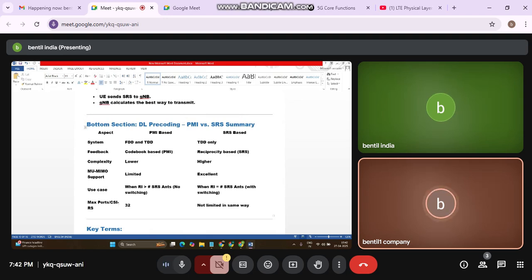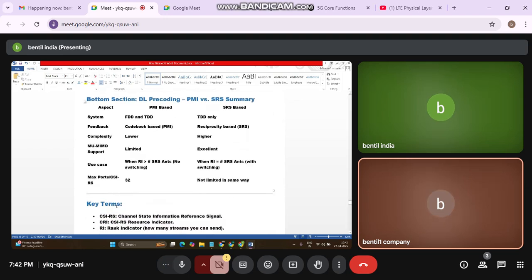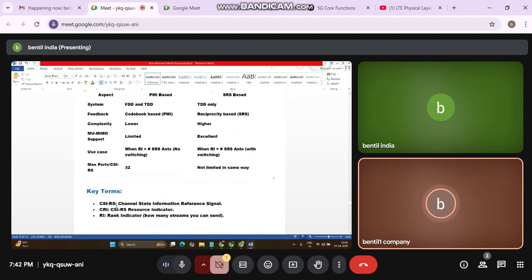In use case, as already mentioned, where the rank indicator is greater than SRS, that time PMI based comes into the picture. SRS based when RI is equal to the SRS antennas, switching of antennas becomes very easy. So maximum ports for CSI-RS is 32, while SRS based is not limited in the same way.